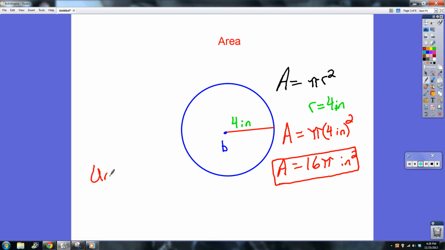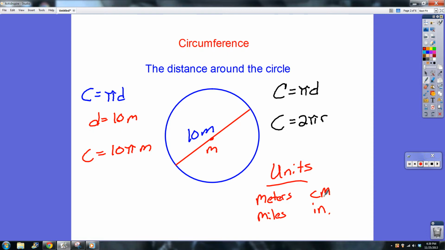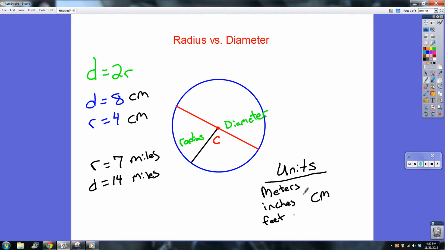So that brings me to what the units of area of a circle would be. Well, we just did inches squared. It might be meters squared. It might be feet squared. If you think about how large a city is, cities are usually measured in square miles, or miles squared. So you notice it's always units squared. Area is units to the power of 2. Circumference is units to the power of 1. Radius and diameter are units to the power of 1.